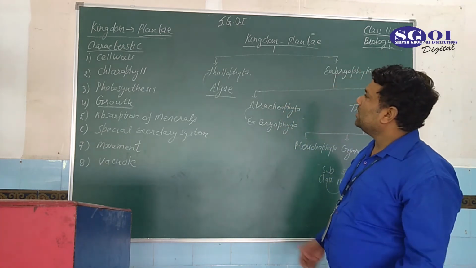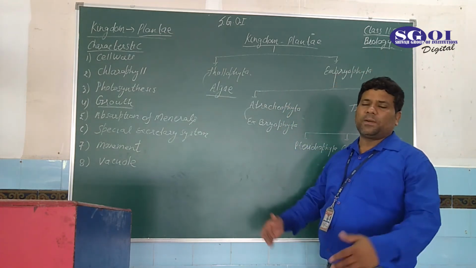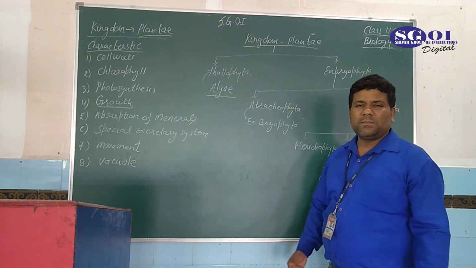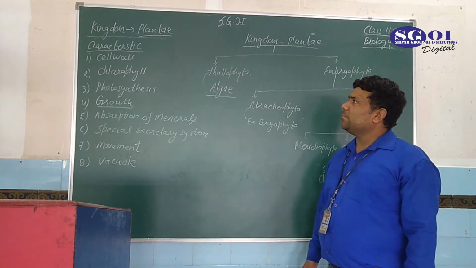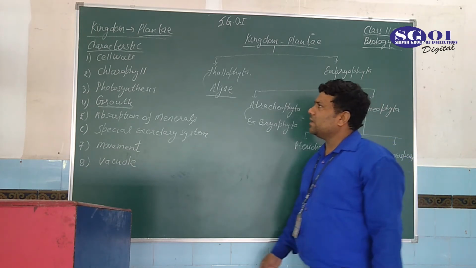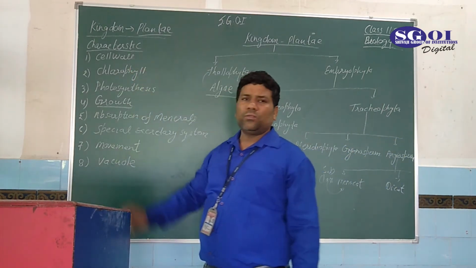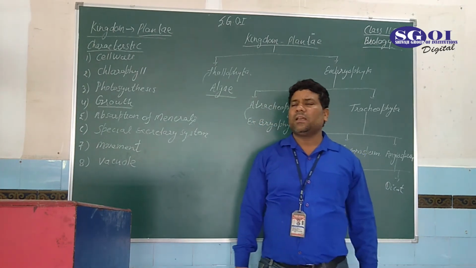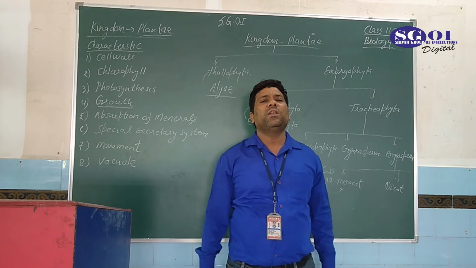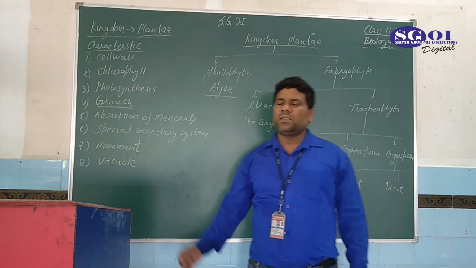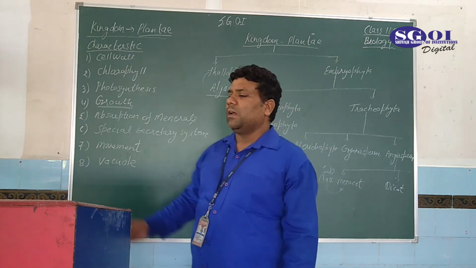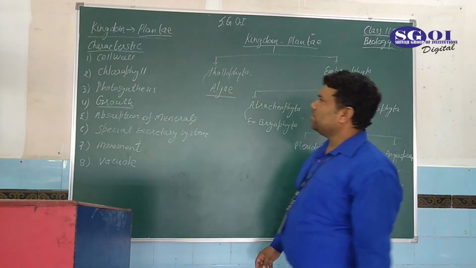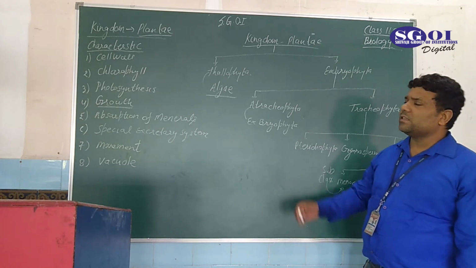As you know, the term Plantae indicates that all types of plants come into this kingdom. So the major characteristics of the kingdom Plantae are given below. The first characteristic is the cell wall. As you know, the plant cell has a special characteristic that it has a boundary along it, and the boundary is known as the cell wall. And this cell wall is made up of a polysaccharide known as cellulose. This is one of the most important points. Cell wall is a characteristic of plants.